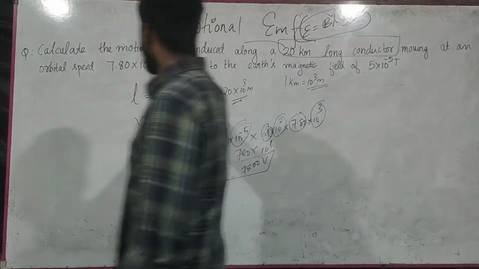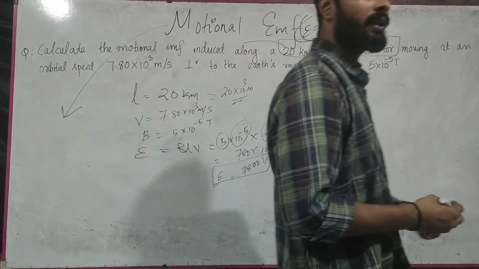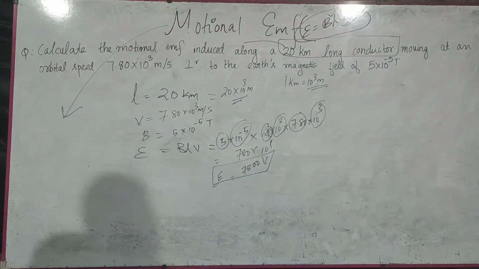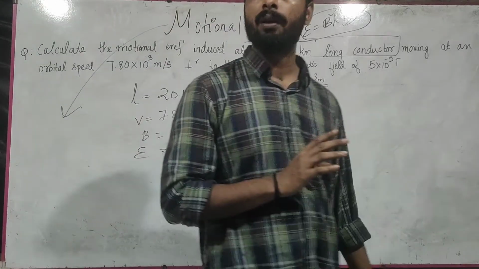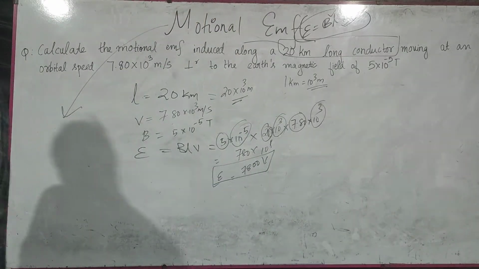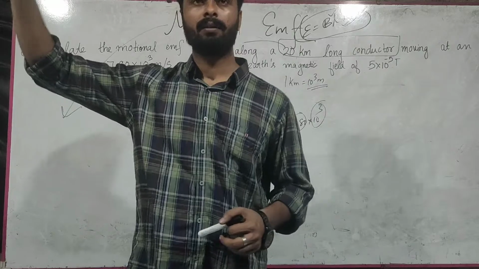And remember, to find the direction of motional EMF, what is motional EMF? It is an induced EMF in the conductor. When the conductor moves through a perpendicular magnetic field, there is an EMF induced in the conductor, and that induced EMF is called motional EMF. What rule do you use for finding induced EMF or induced current? Fleming's right hand. It is Fleming's right hand.